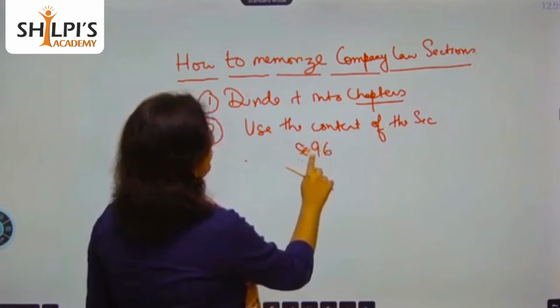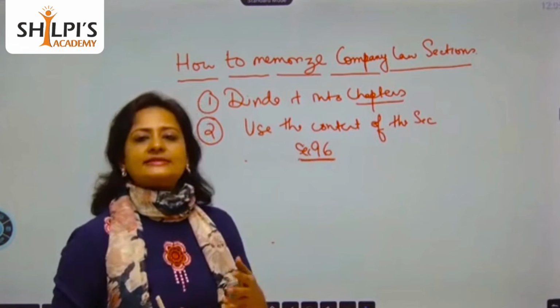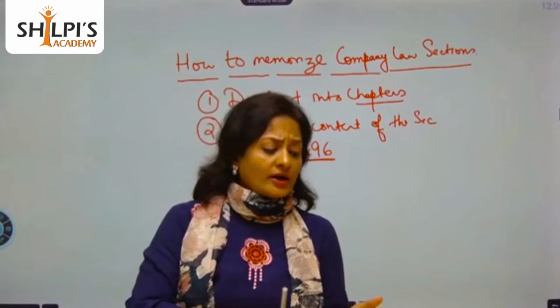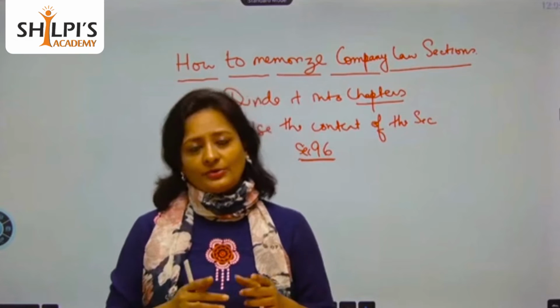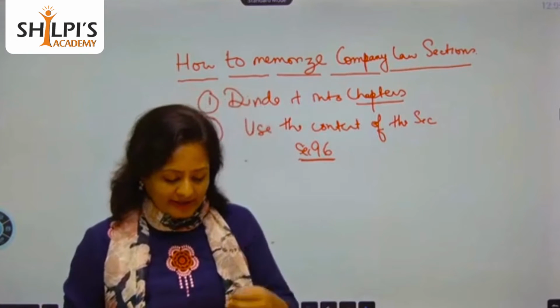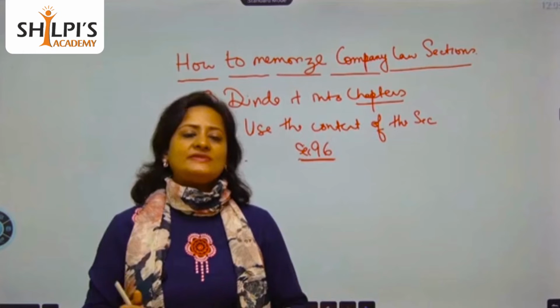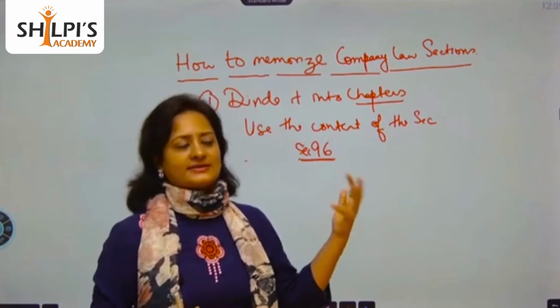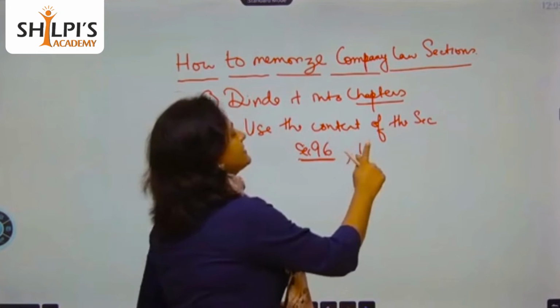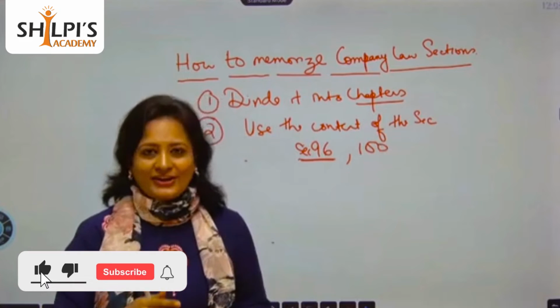96. Okay. What is section 96? It's the AGM section. Between what time to what time should the AGM be conducted? Between 9 a.m. to 6 p.m. So anything from 9 a.m. to 6 p.m. AGM section. What is the section number? 96. Next, section 100. Section 100 is for EGM.